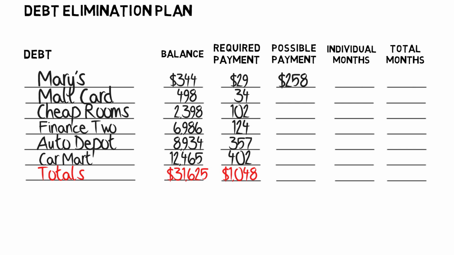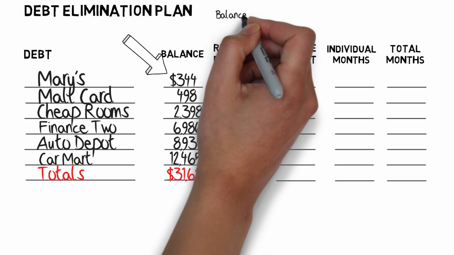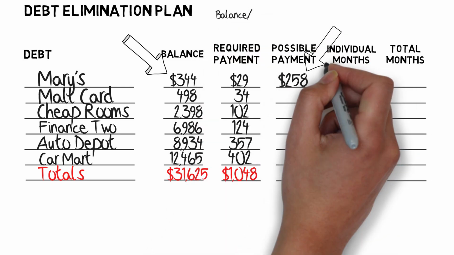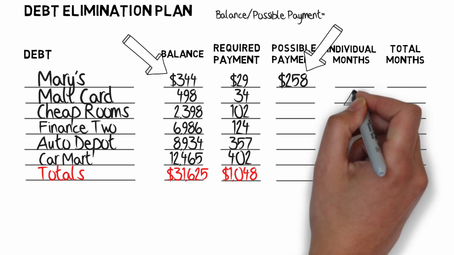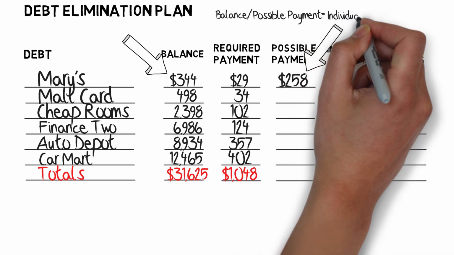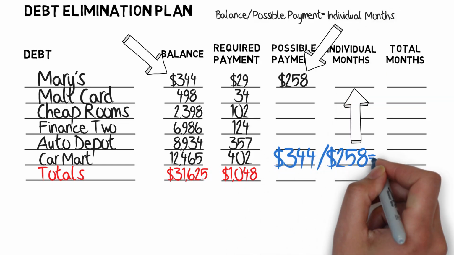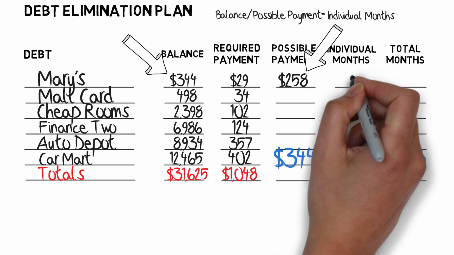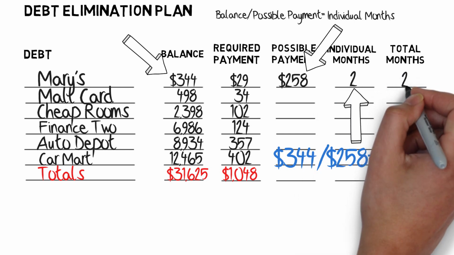Next, you need to calculate the number of individual months. To do this, start by dividing the balance by the possible payment amount. This will give you the number of individual months needed to pay off that debt once all previous ones have been paid. For Mary's, it will take 2 months, so write that in the appropriate space. Since Mary's is the first debt, write 2 for the total months as well.